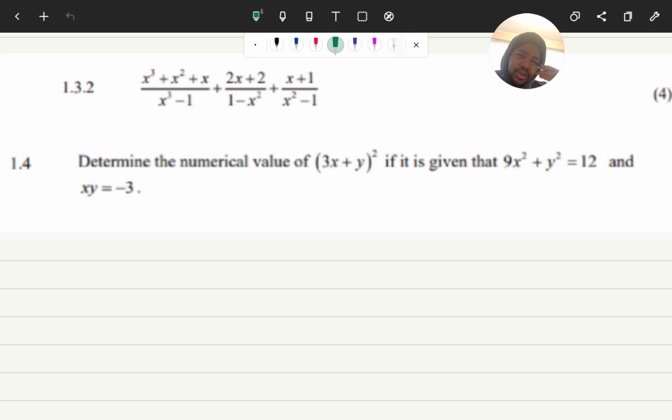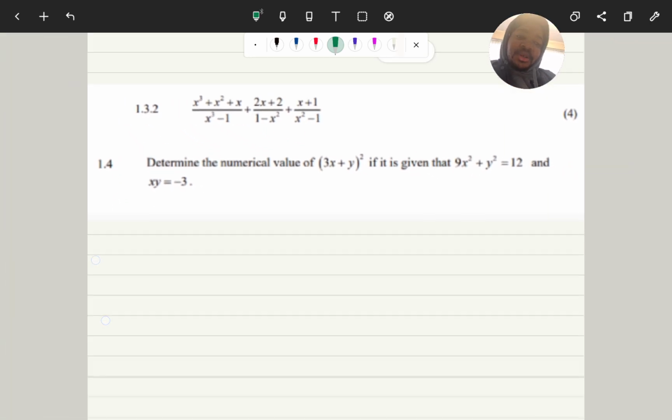Determine the numerical value if... I just realized something now when I was putting on this question. So this one, I think it's under equations and inequalities, right? So yeah, we will do it then. Bad. But I can do it. I will do it with you guys. But I just want to say that this one is not for chapter 1, but we will do it together.